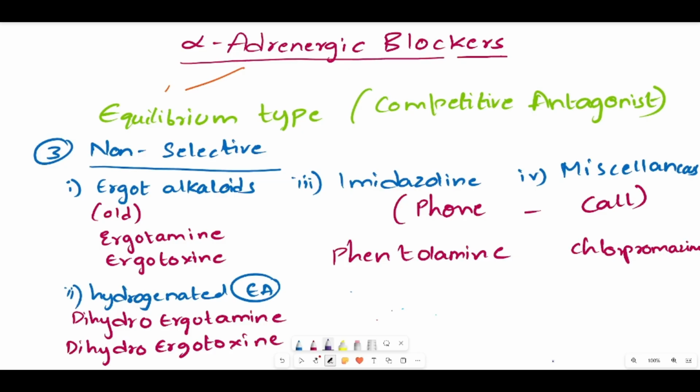And the third one is imidazoline, and the fourth one is miscellaneous. For both the classes, just remember phone call, where imidazoline means phentolamine, and miscellaneous means chlorpromazine.